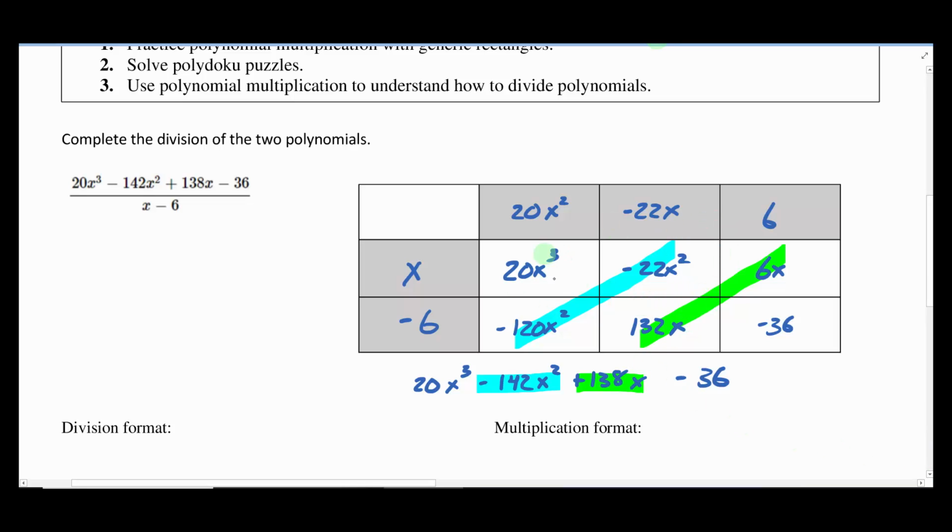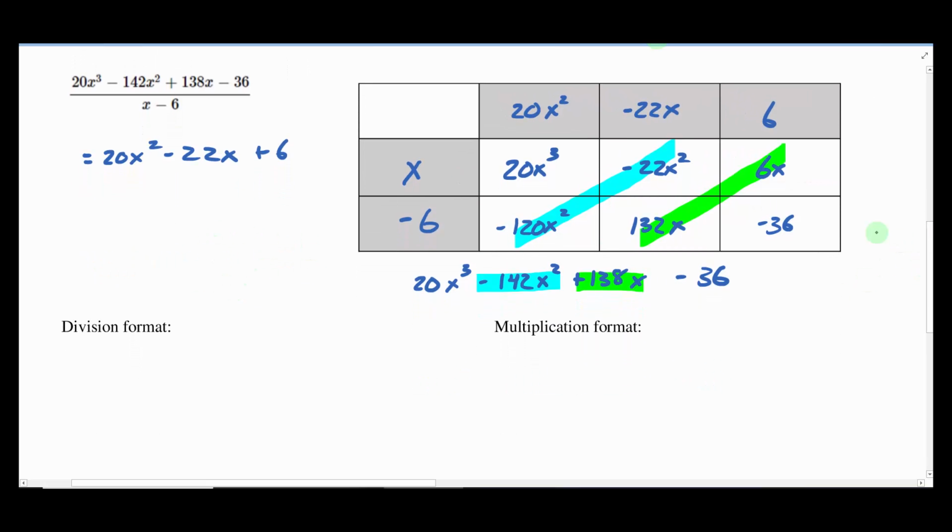So we have completed the Polydoku. So we now know, hey, here's our top piece. So when I do this division, we know that the 20x cubed blah, blah, blah, divided by the x minus 6 is going to be equal to whatever's in the top of this box. So it's going to be equal to 20x squared minus 22x plus 6. Okay, so there we go. We figured out what it is.